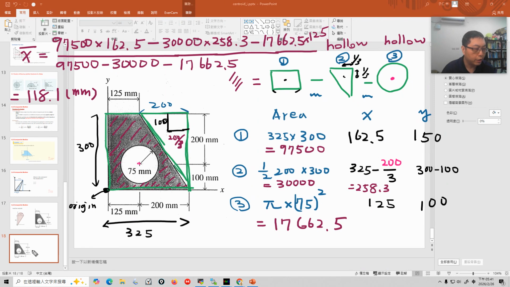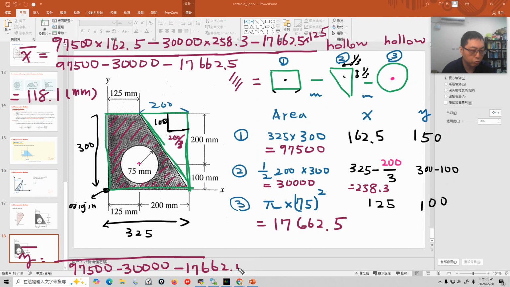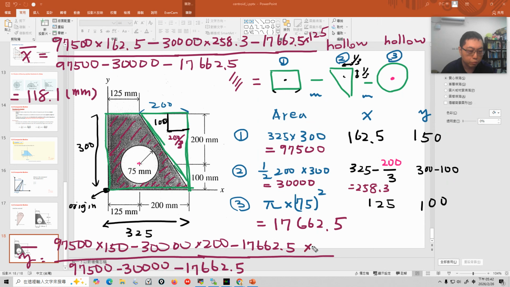What is y? The centroid of y. I write a formula here. The denominator is the same, minus 17662.5. Then we put the y coordinates in the area average. So it's 150 minus 3, and this is 200, and 17662.5 times 100. Use your calculator again.